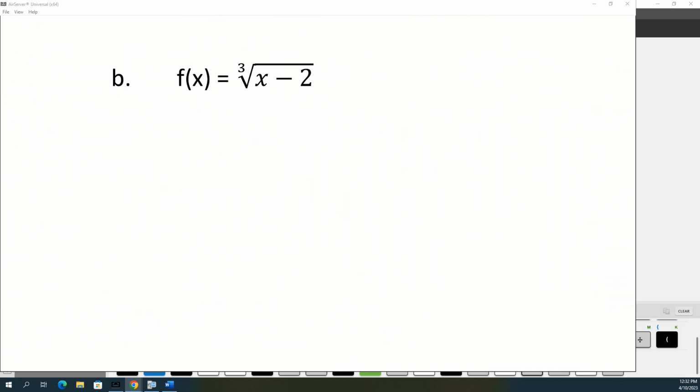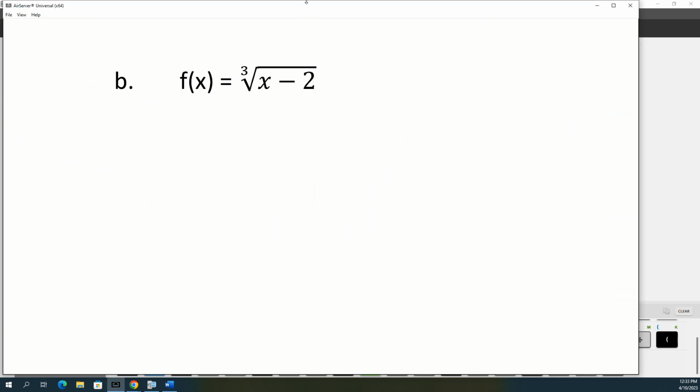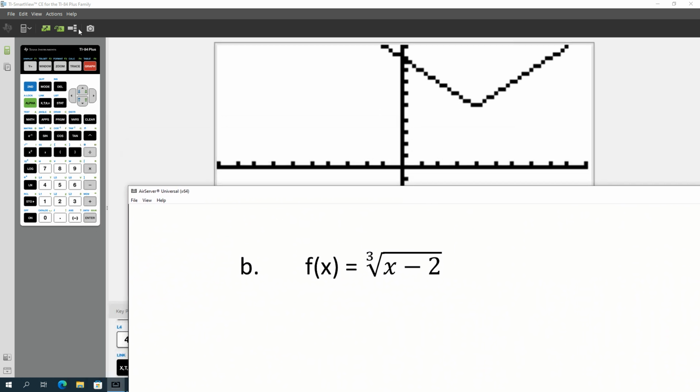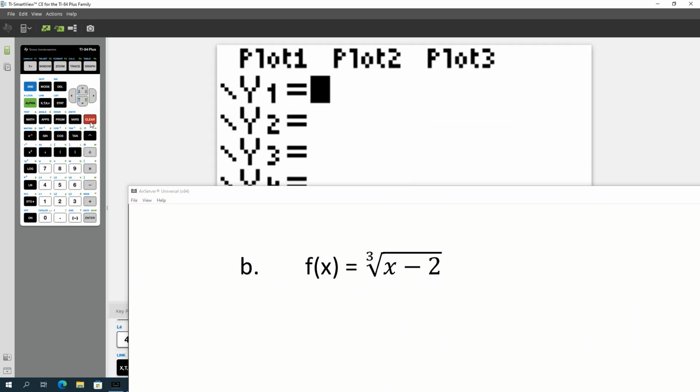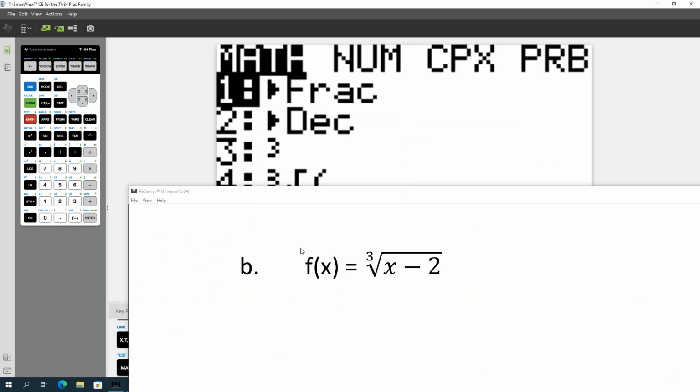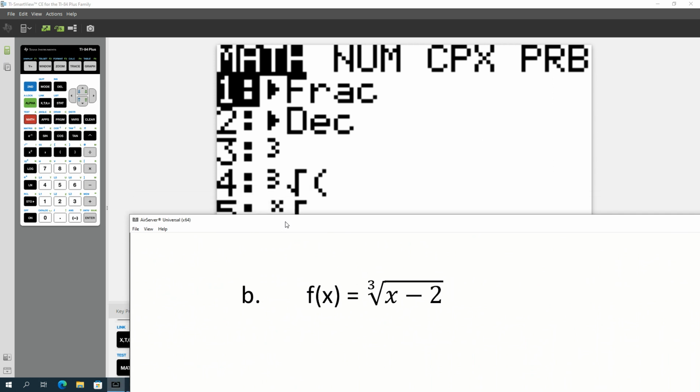All right, this one you probably don't remember what this looks like. We didn't spend a ton of time on cube root functions this year. So I'm just going to go to y equals. And anytime you guys need to get cube roots, if you hit the math button and then choose number 4, that's always going to be the cube root.